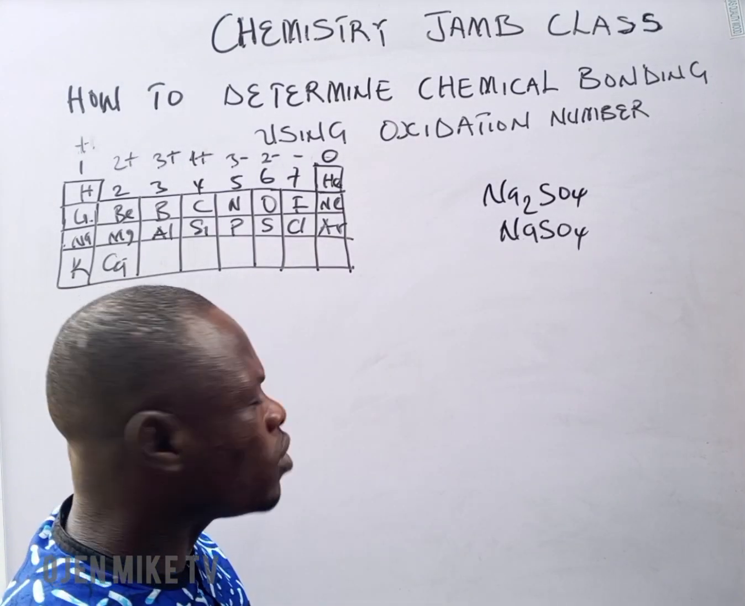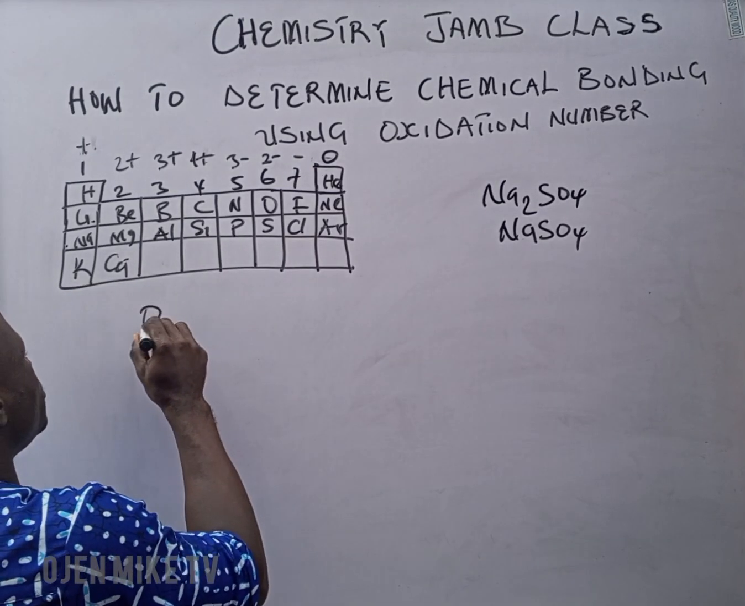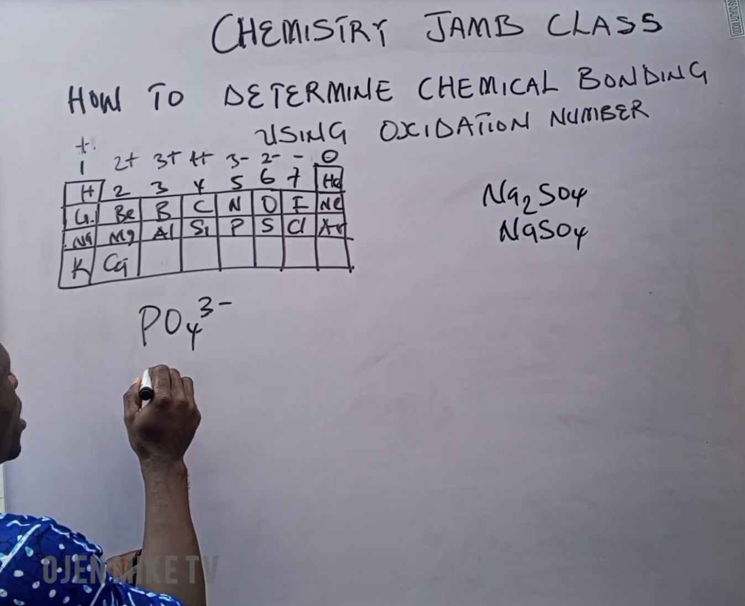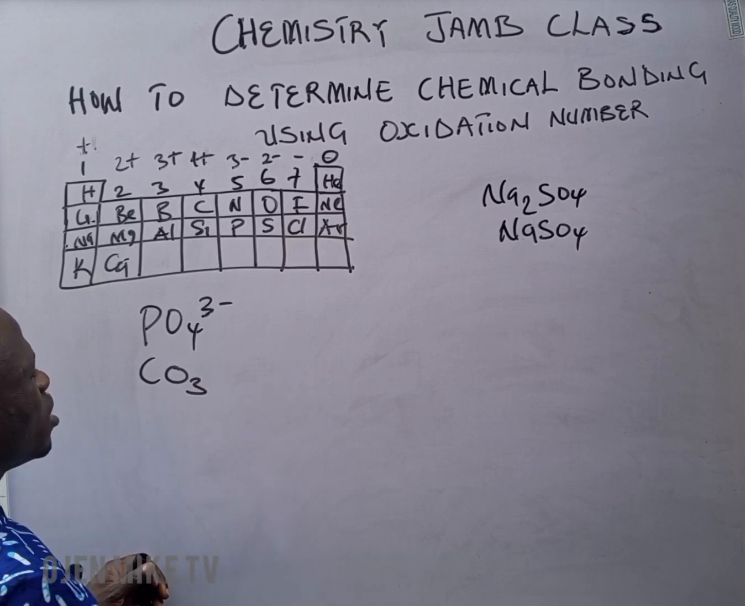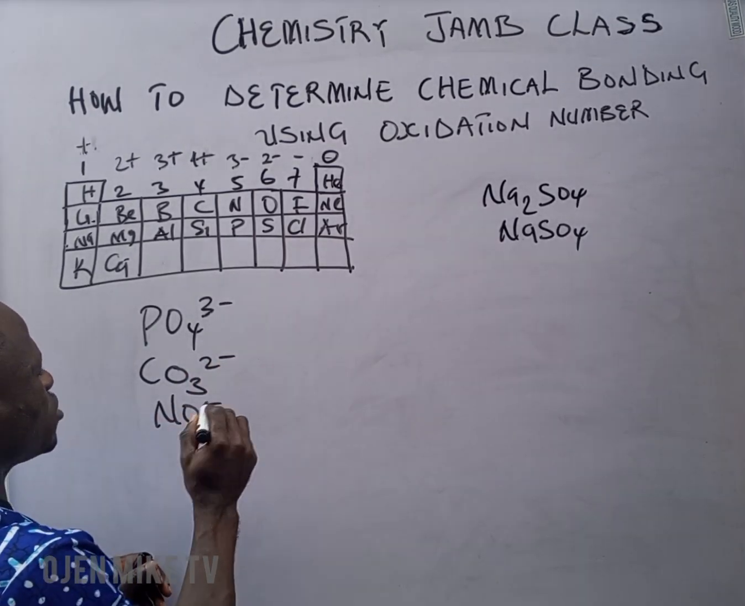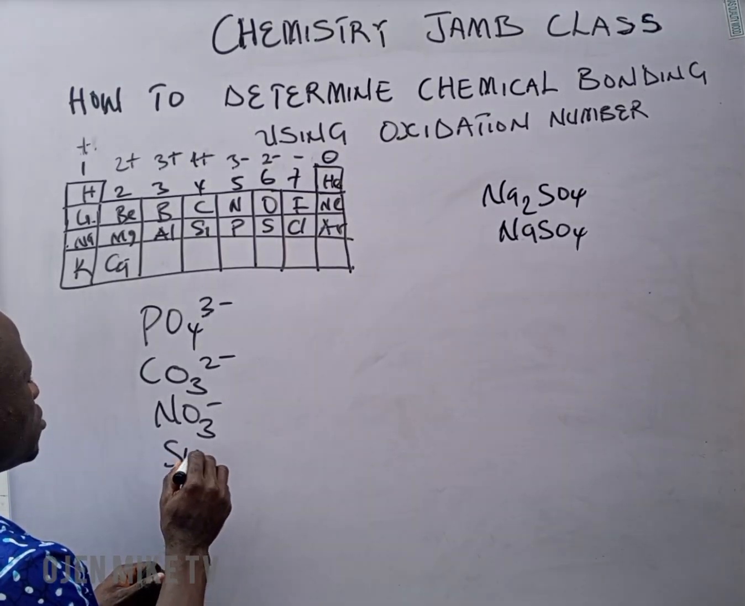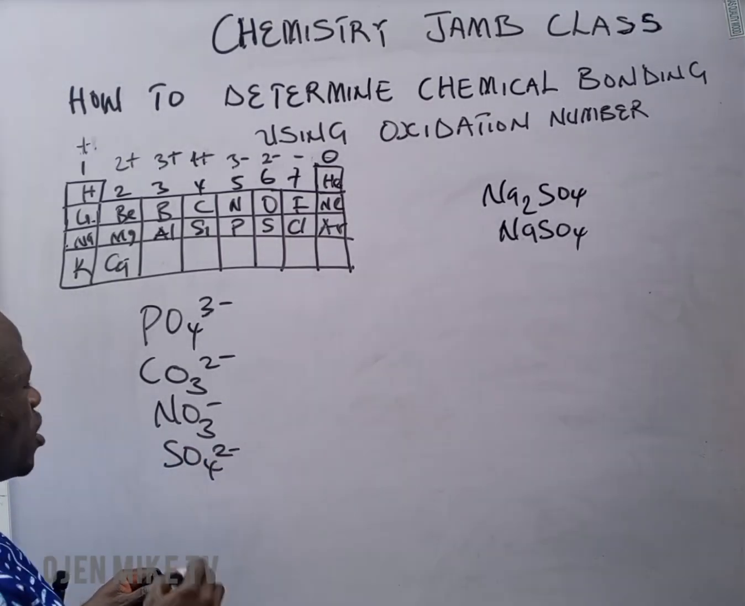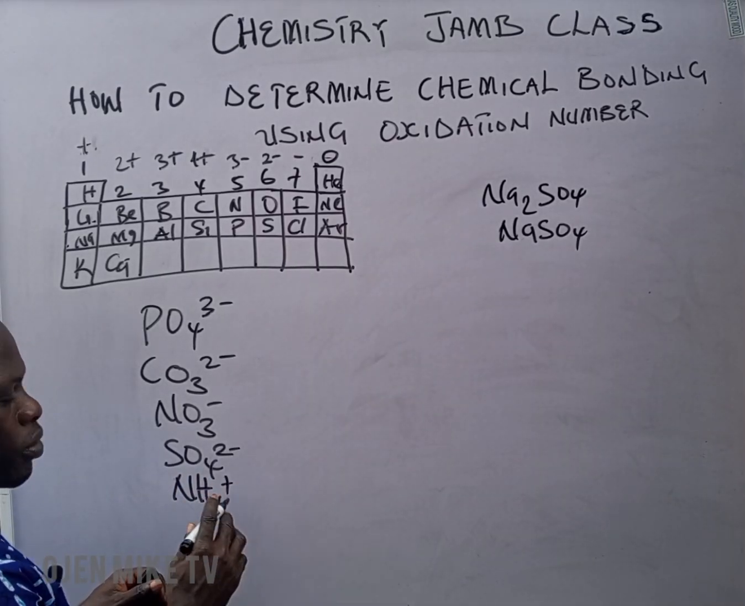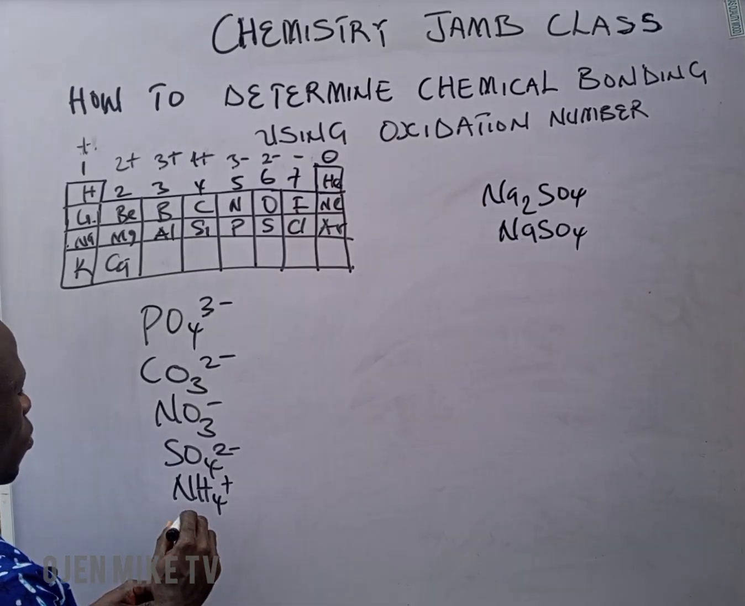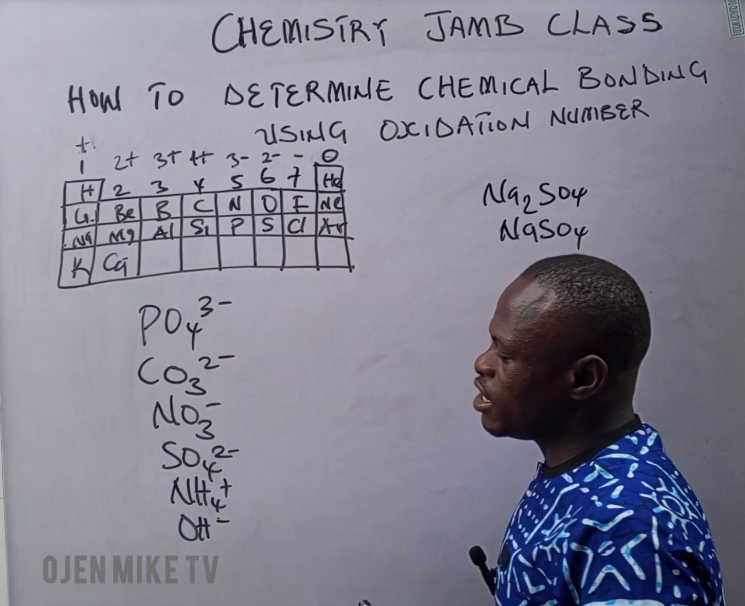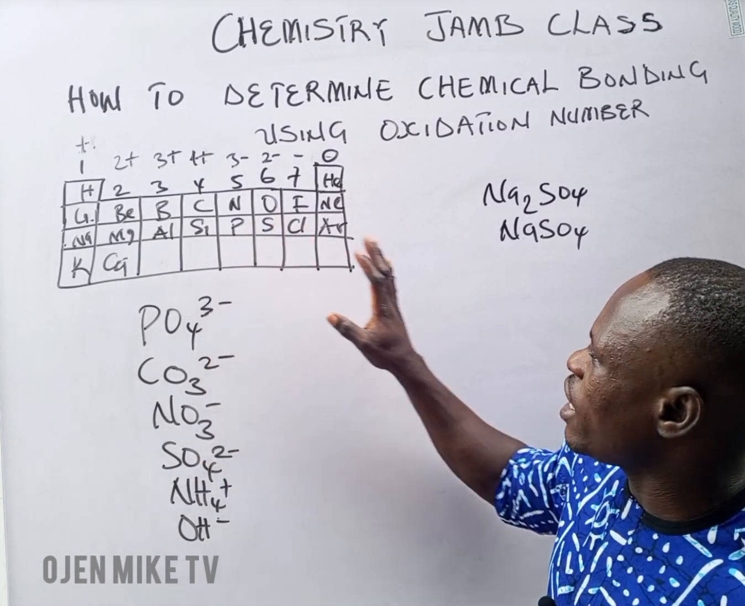Now for the radicals, we want to look at, if you see something like this, PO4 has oxidation number of 3 minus. If you see CO3, it has oxidation number of 2 minus. If you see NO3, it has oxidation number of minus 1. If you see SO4, it has oxidation number of 2 minus. If you see NH4, it has oxidation number of plus. If you see OH, it has oxidation number of minus. So these are all what we consider as radicals. We are going to use them and write the name of our compound.